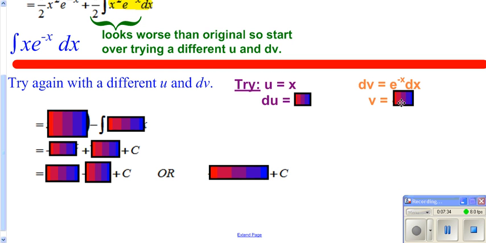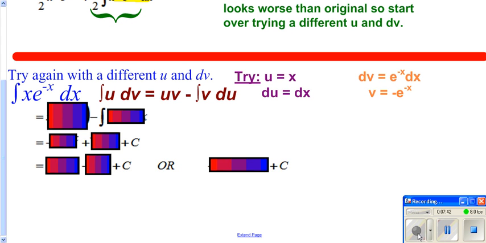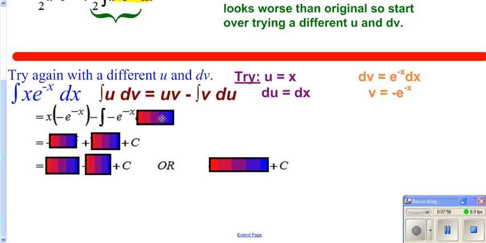So we have to figure out your v, so you have to integrate. You have to figure out your du, so you have to differentiate. Now we try that integration by parts formula. So we'll go our u times our v, minus the integral of our v times our du.